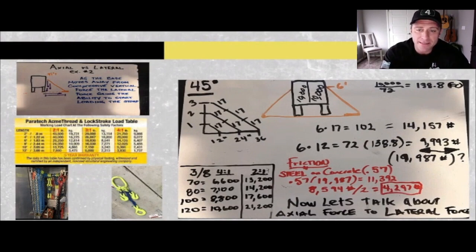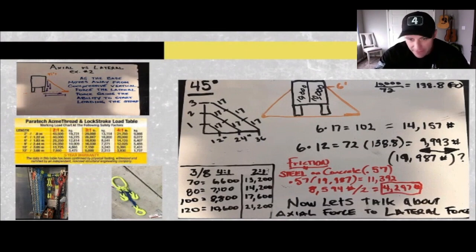So I'm going to see 9,993 pounds of force created in that left buttress as well as in that right buttress. Now I see almost 19,987 pounds of force. Is that true? Well, let's look at just some friction. We'll take the friction out of it. We'll put friction into it. So we'll do steel on concrete this time.